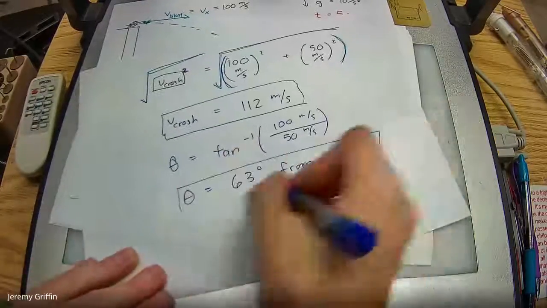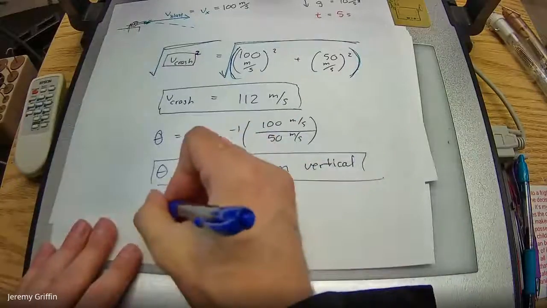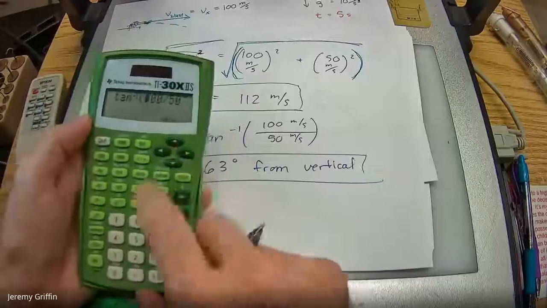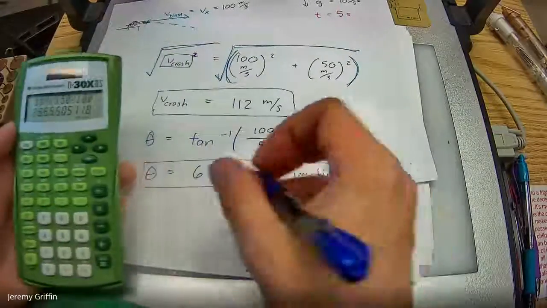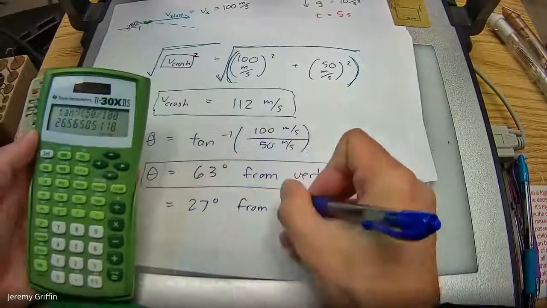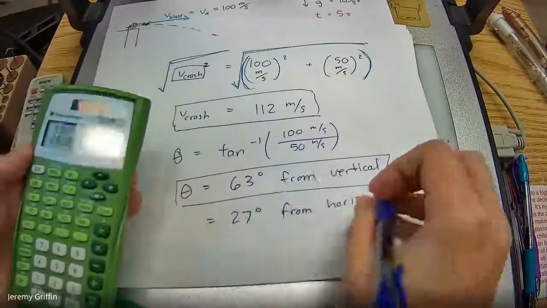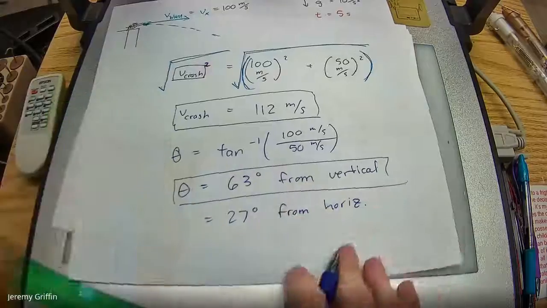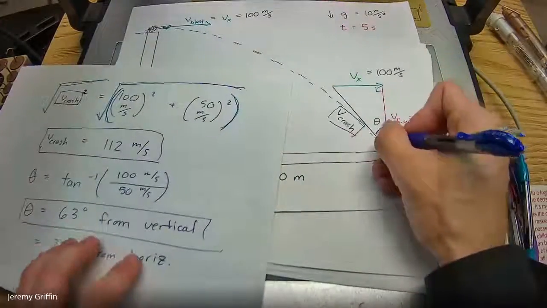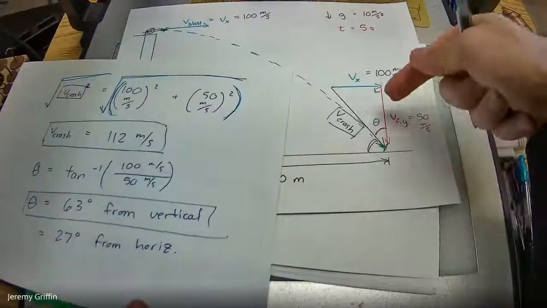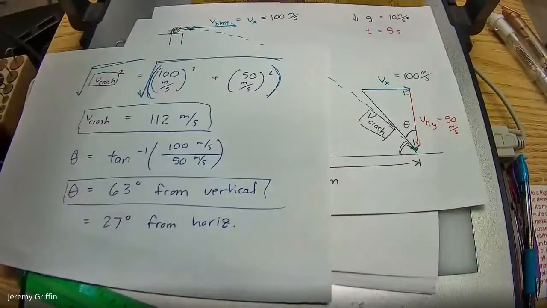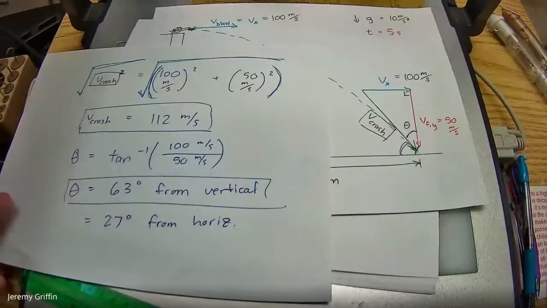Or if you like, you could have done inverse tan of 50 over 100 from the horizontal. And try that. What is 50 over 100? Inverse tan of that. Okay. That would be 27 degrees from the horizontal. And notice, of course, those two angles add up to 90 degrees. Of course they would, right? I'm saying if you wanted this angle instead. Okay. So this angle is 63 degrees. This angle is 27 degrees. Okay. You guys good?